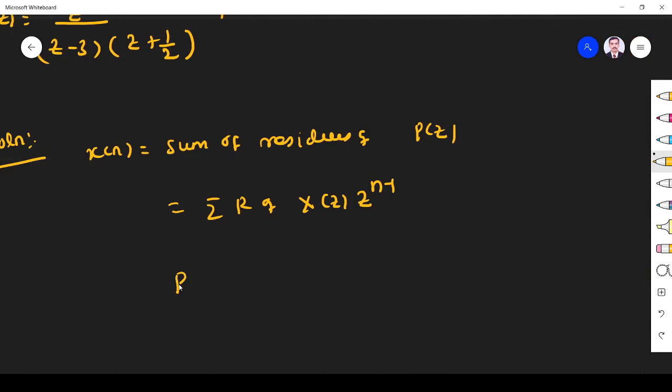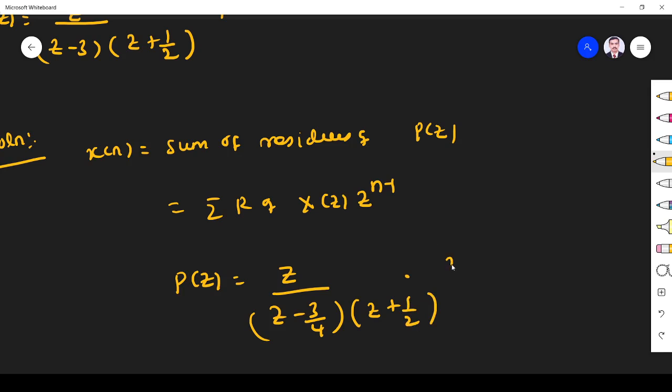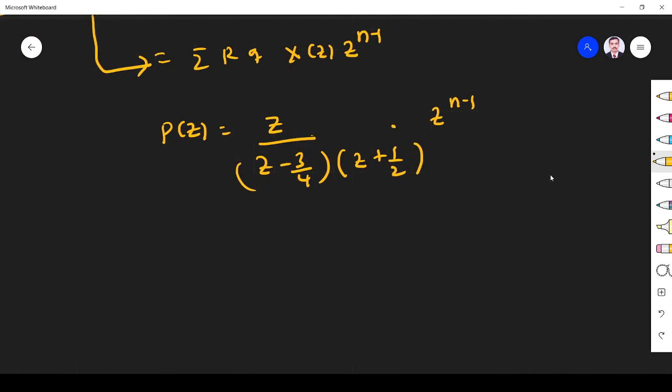So I write P of z is X of z, that is z divided by (z minus 3 by 4) into (z plus 1 by 2), into z power n minus 1. x of n is the sum of residues of X of z into z power n minus 1, the sum of residues of P of z. P of z I have found. For this I have to find the residues.